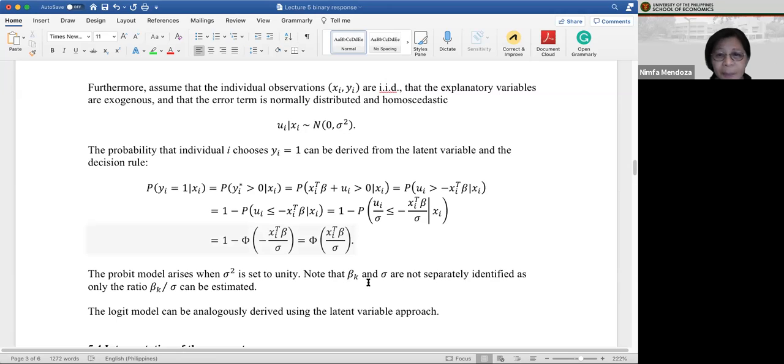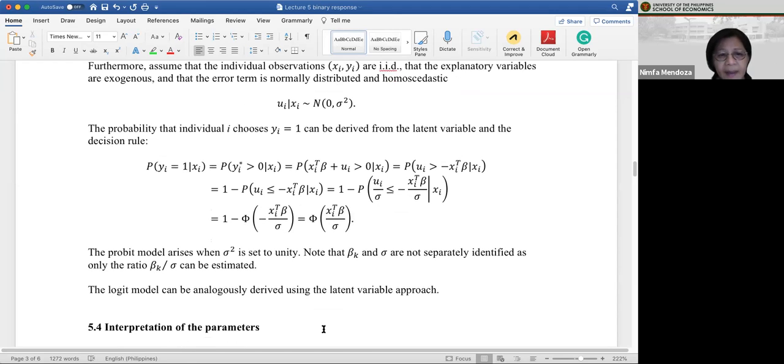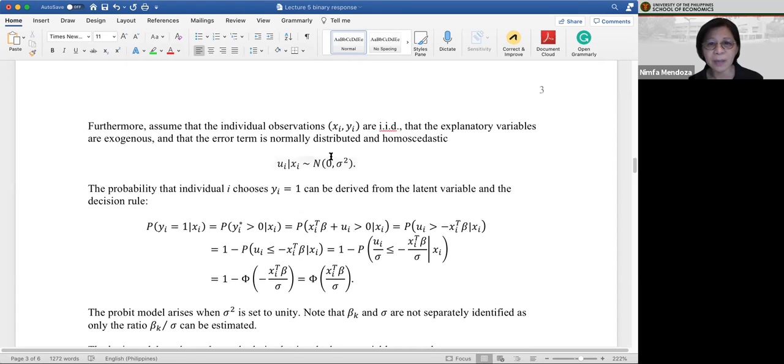Note that beta k and sigma are not separately identified, as only the ratio beta over sigma can be estimated. The logit model can be analogously derived using the latent variable approach. Then you just change the assumption on the distribution of the disturbances. So you would be changing this assumption to the logistic distribution for the logit model.